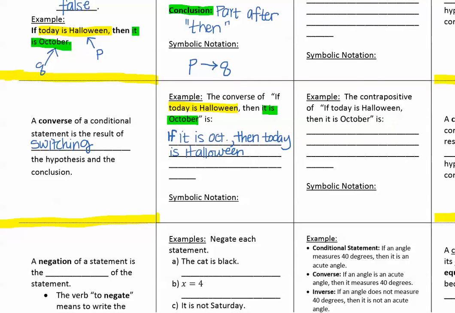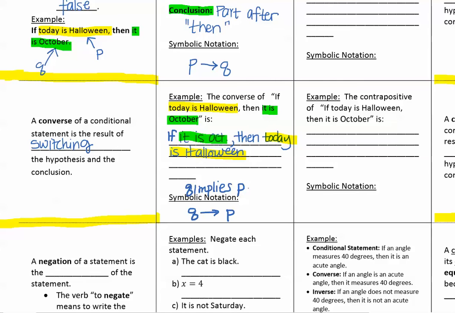So you see we switched. It is October and today is Halloween. So the hypothesis and the conclusion switch. Okay, now symbolic notation wise, we can say Q is first, then P. The way that you read it in symbolic notation with the arrow is you use the word implies. Okay, so this would be Q implies P.